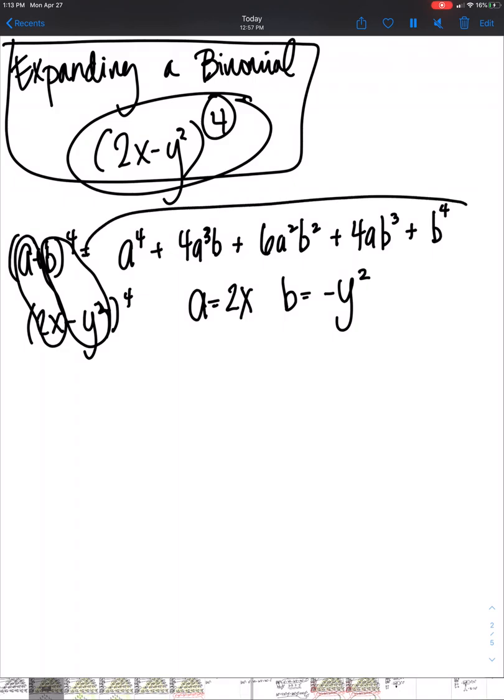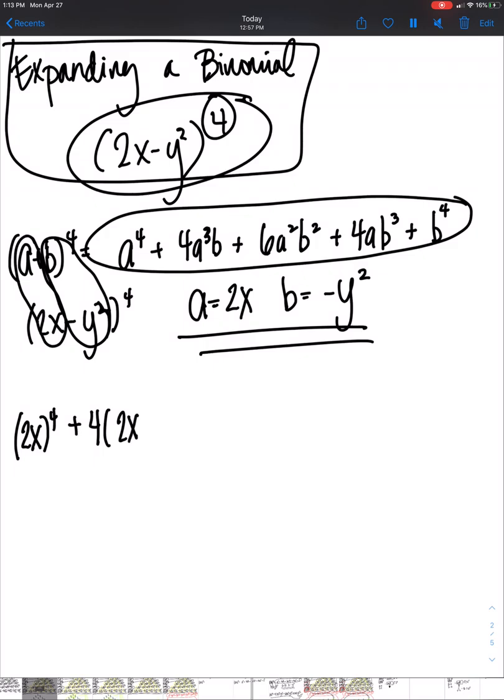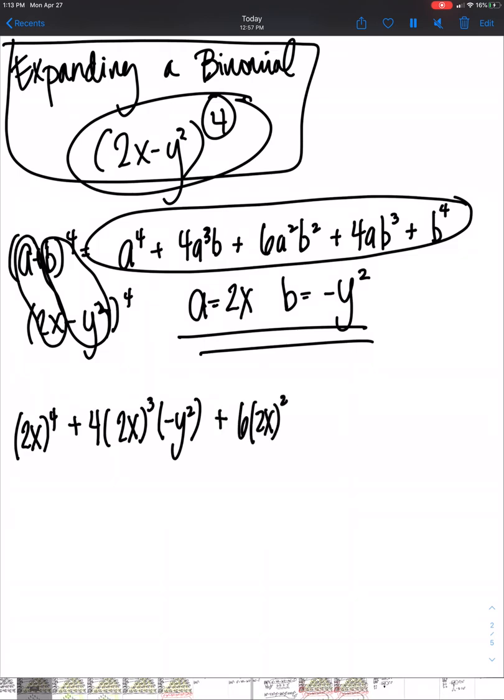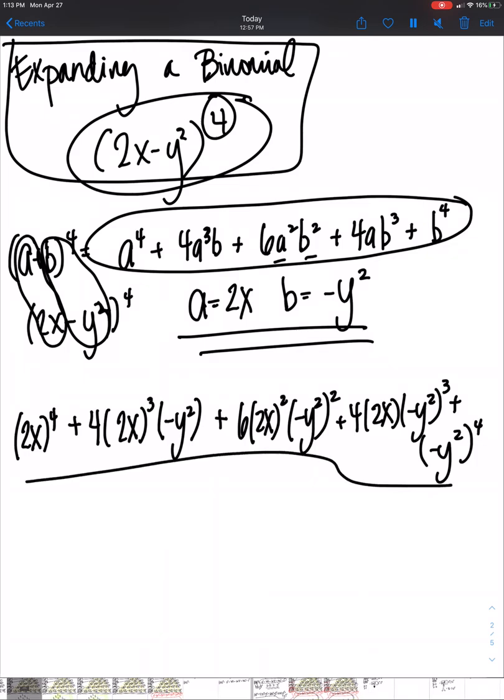Okay, so then we're just going to go through and fill in all the a's and b's. So 2x to the fourth plus 4 times 2x to the third, negative y squared, the 1, plus 6 and 2x squared times negative y squared squared plus 4 times 2x times negative y squared cubed plus negative y squared to the fourth. Okay, and now I just have to do the math of it.